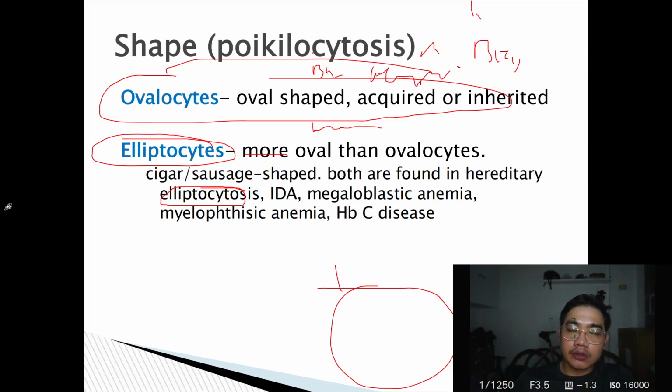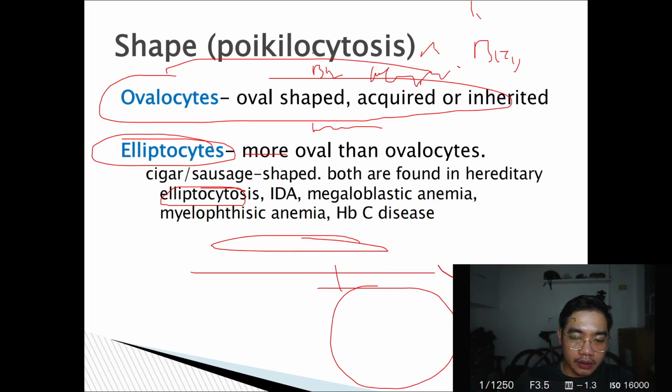So elliptocytosis can be a problem with the structure, where there is no longer horizontal support, or anything that messes up the content. What is the content of your red blood cell? It's just hemoglobin. So in IDA, your hemoglobin content decreases, no? Myelophthisic anemia and hemoglobin C also mess up your hemoglobin content. That's why the shape gets altered.